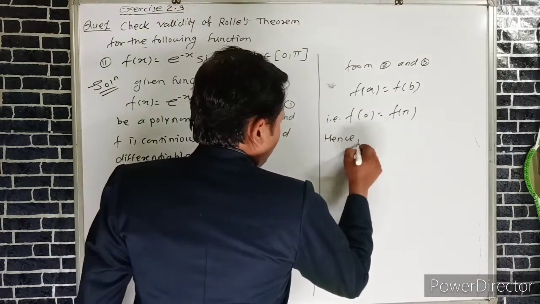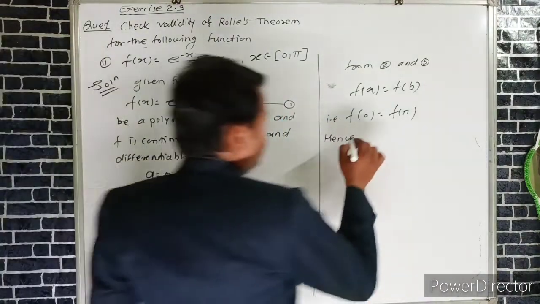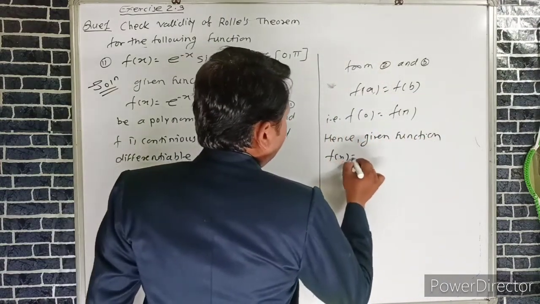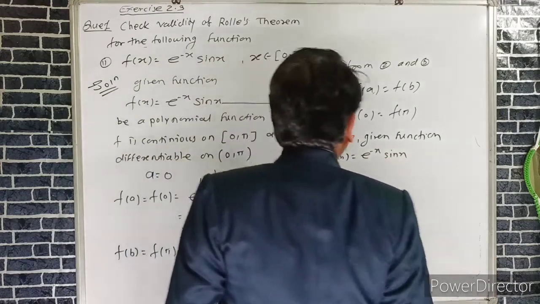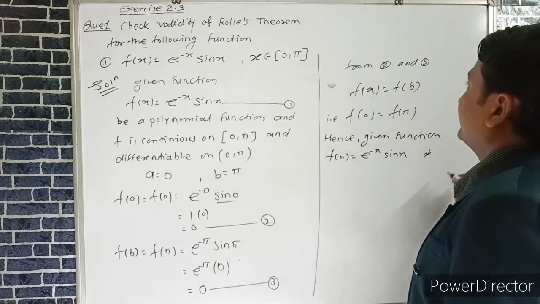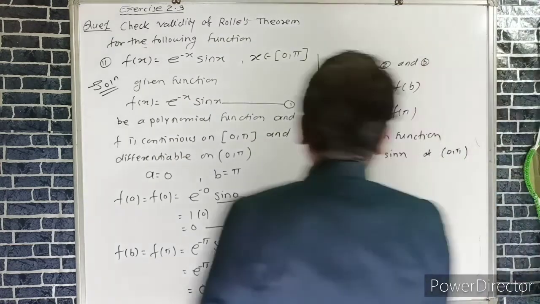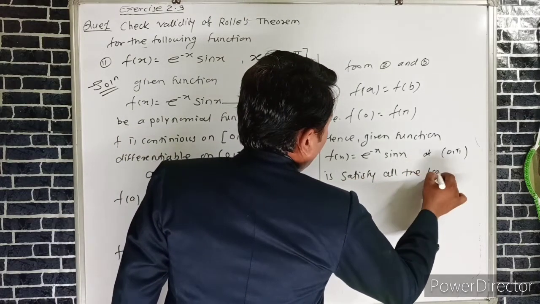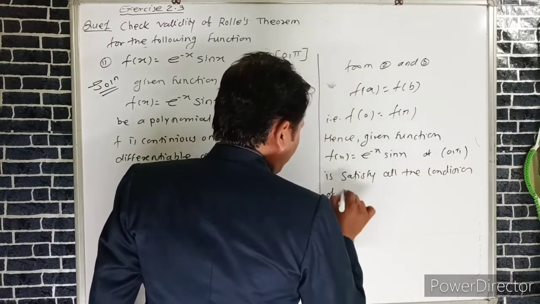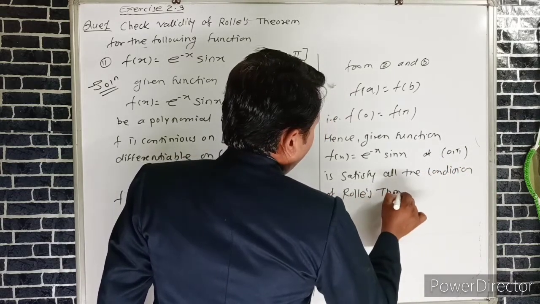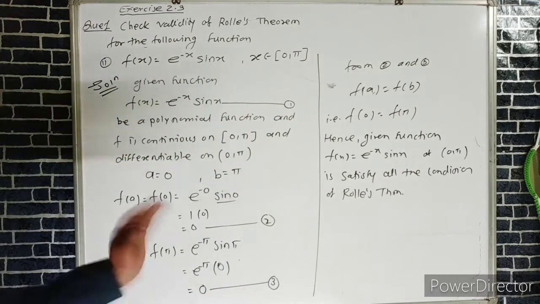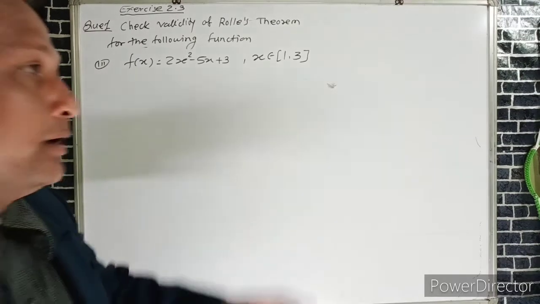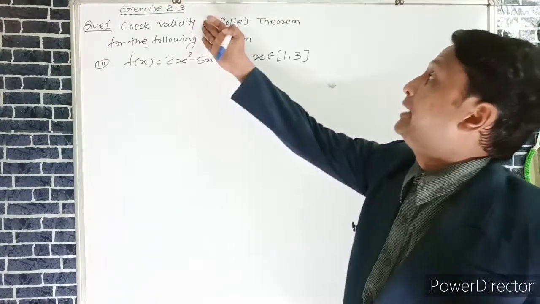Hence we can say that the given function f of x is equal to e to the power minus x sin x on 0, pi satisfies all the conditions of Rolle's theorem. We can say that the given function satisfied all the conditions of Rolle's theorem, and also that the given function is valid for Rolle's theorem.